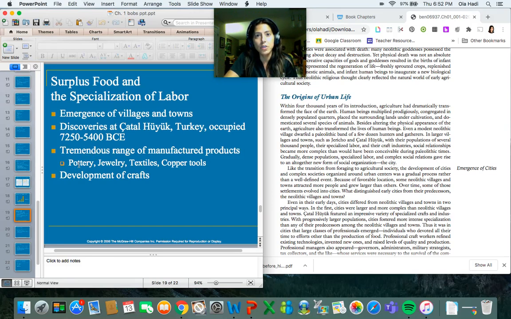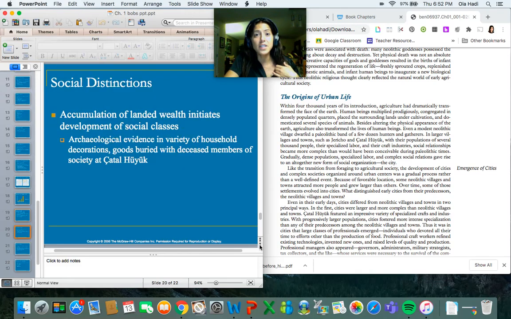We also see a tremendous amount of different industries. So pottery, for example, jewelry, textiles, copper tools, and the development of crafts industries. So we know that there are differences of wealth in those early villages and towns.